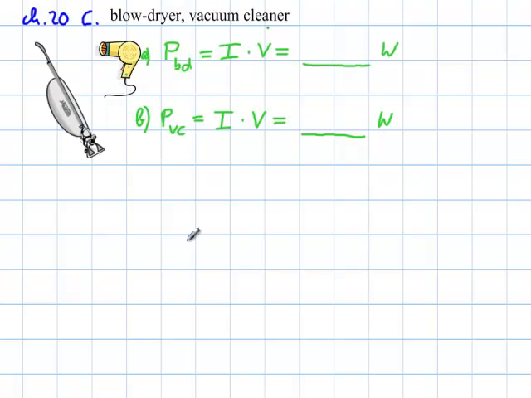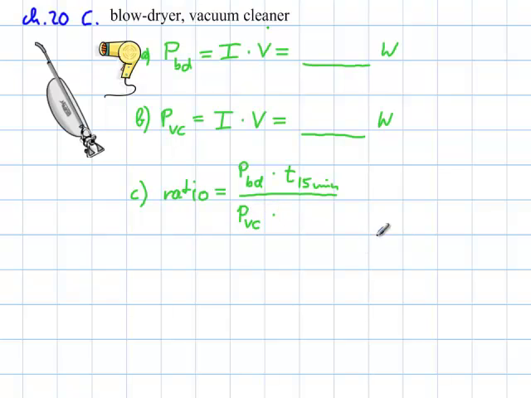That was supposed to be an A, and that's B. And part C is to determine the ratio of how much one uses over the other, but they're run at different times. So that would mean the power of the blow dryer times the time that it's being used, which was 15 minutes respectively, 900 seconds, divided by the power for the vacuum cleaner.